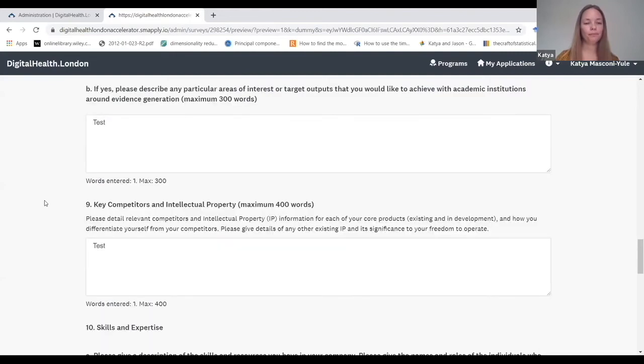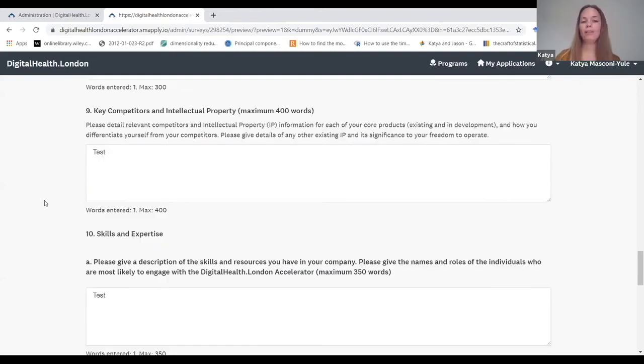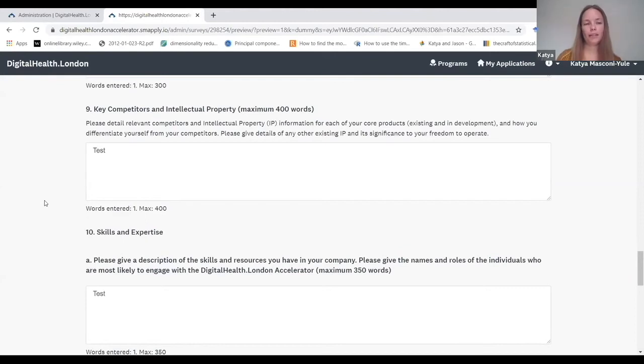Key competitors and IP. Lesley, thoughts on what you think would be good when companies answer this question? So to answer this question, you really thought through who your competitors are and that you've looked at what the difference is with your digital solution. So being able to give a competitor analysis and please be objective with that, and pull out those differences.